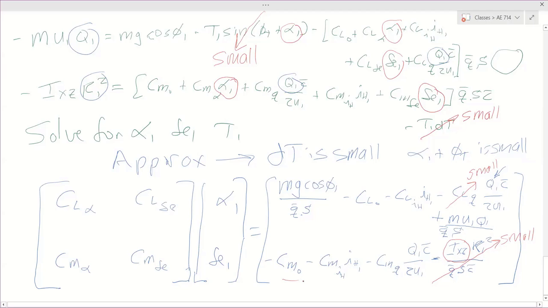Everything else we know, these numbers are just properties of the airplane. We plug in for Q in terms of load factor. We can plug in for Q in terms of load factor here. But it turns out that we can take these two terms and add them together and simplify this. So that's the last piece that we need to do before we have a solution for the longitudinal.